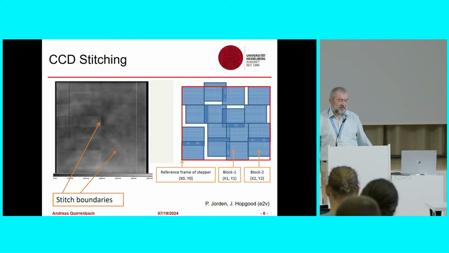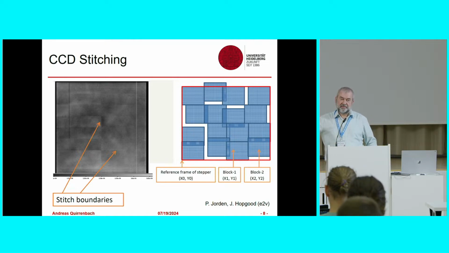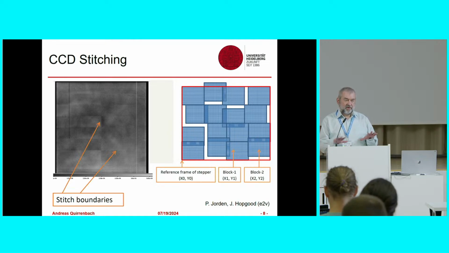So here's an example, say, of CCD stitching. CCDs are made in a lithographic process. There's a mask that is stepped across the chip, and that mask alignment has some tolerance. So that means that the pixels are not on a regular grid. There are parts of the CCD that are shifted with respect to the others, and you have to take that into account.